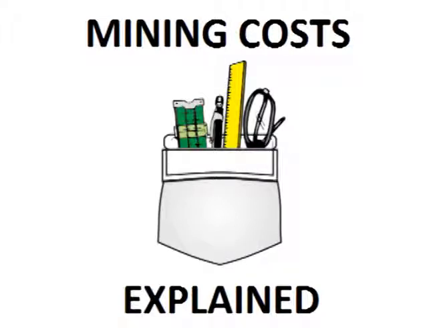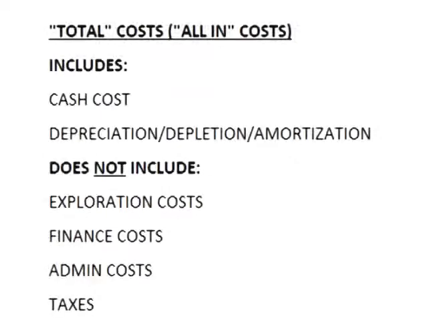Welcome. This is the second in a three-part series that looks at the cost categories to produce. In the last video we looked at cash cost. In this video we will look at what is called total cost, or sometimes all-in cost.